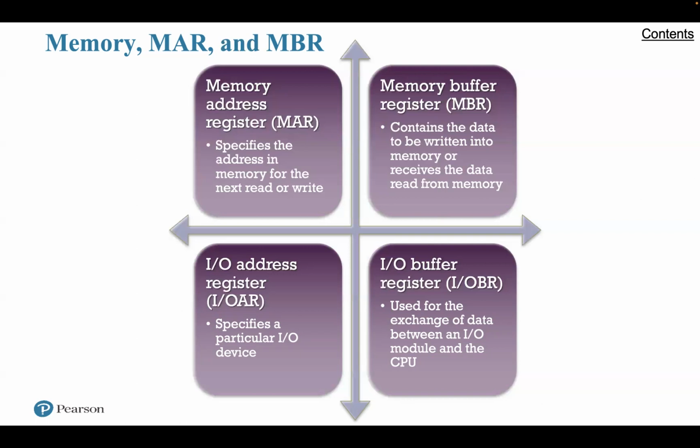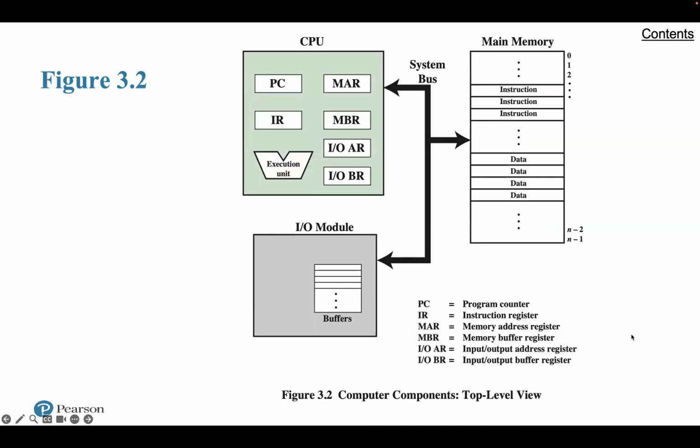Similarly, an I/O address register specifies a particular I/O device. An I/O buffer register is used to exchange data between an I/O module and the CPU. So we see that these registers are an important part of what we need.